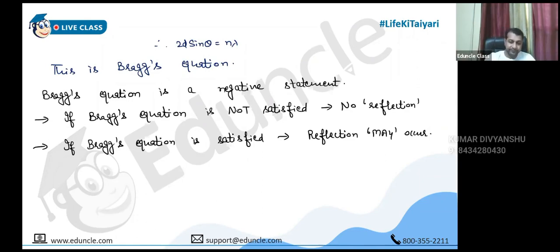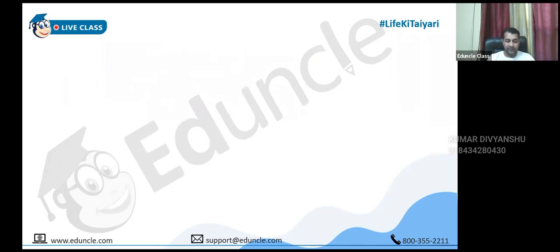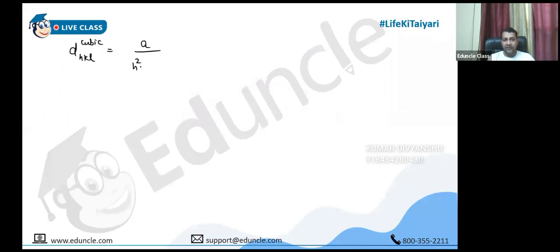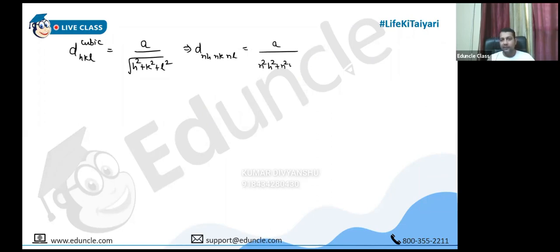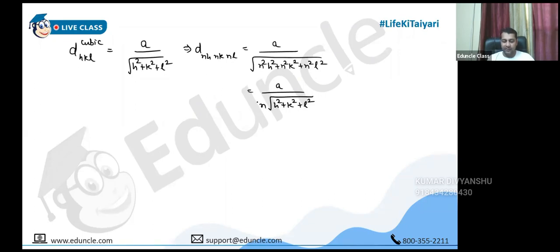Now, one more important thing related to Bragg's equation or condition. See, for a cubic structure, d_hkl is given by this formula, only for cubic. Then what about d_nh,nk,nl? If I multiply each of these Miller indices by the factor n, then what is the formula? It will be like n, h squared, k squared, l squared. So can we write it as d_hkl by n?